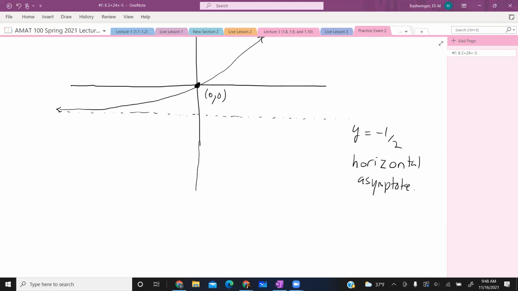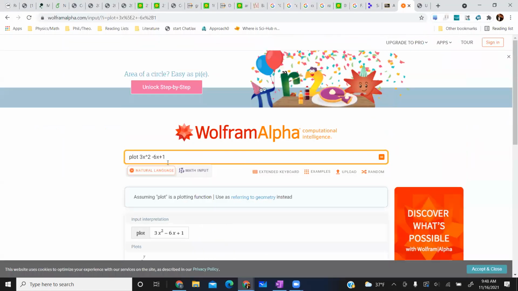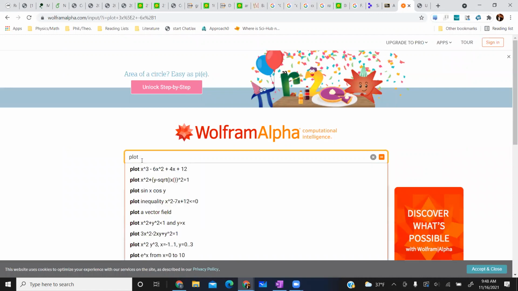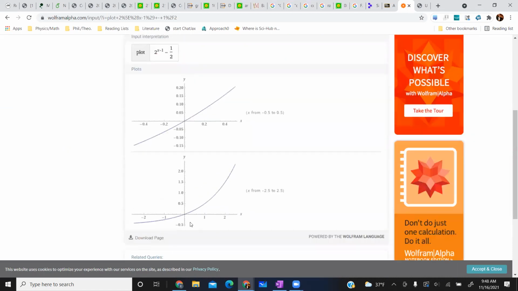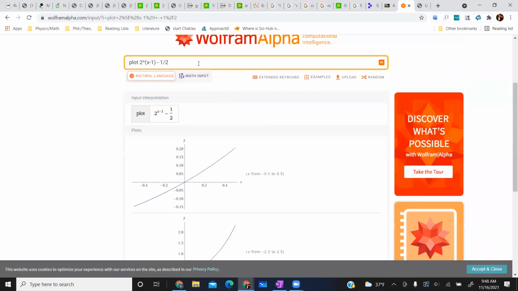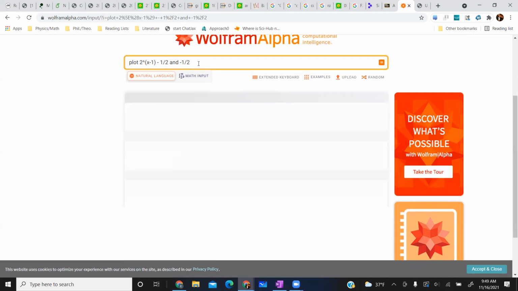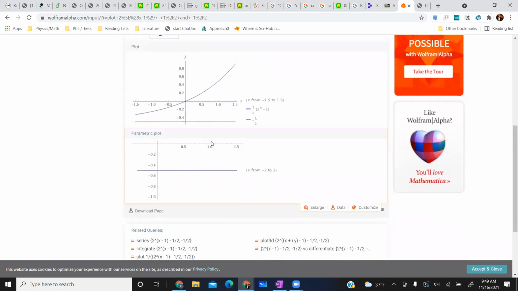And let's plot this using Wolfram Alpha. We want to plot 2 raised to the x minus 1 power, and then subtract 1/2. So let's see if we got something roughly the same. Yeah, see, it goes through the origin, and actually let's also plot -1/2. So we plot this and -1/2, and it should approach that line. Yeah, see, it approaches the line as it goes out.